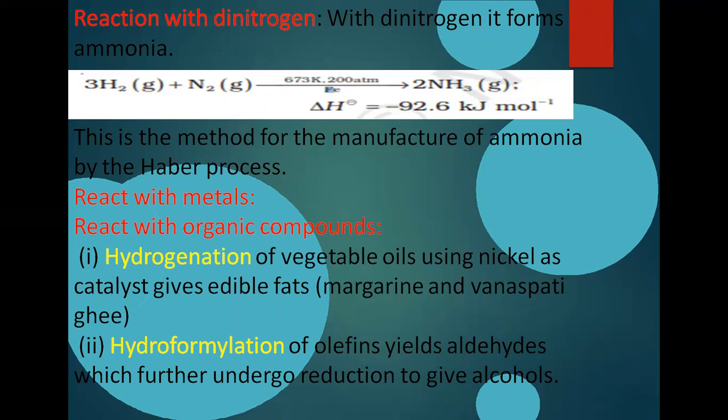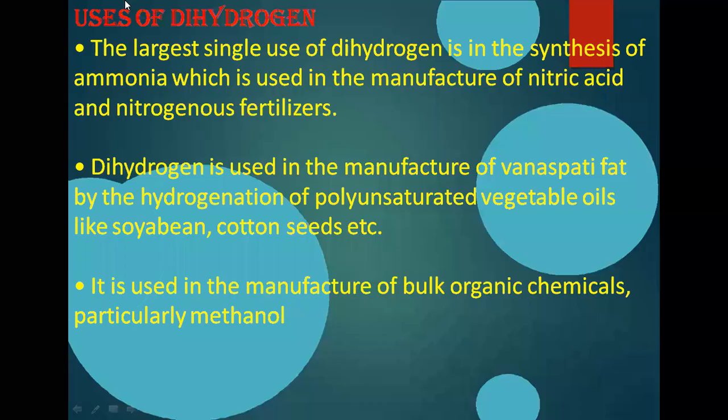Next is hydroformylation. Hydroformylation of olefins yields aldehydes, which further undergo reduction to give alcohol. This is also a process where hydrogen reacts with an organic compound to produce alcohol, and that is known as hydroformylation.